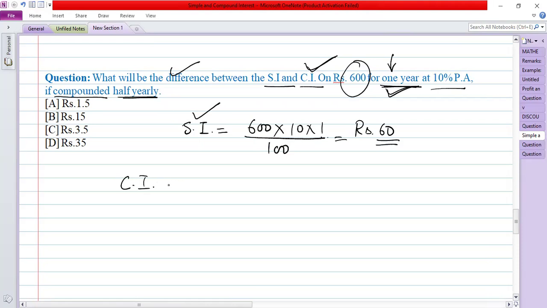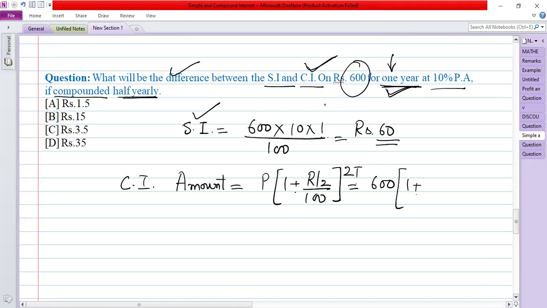And now for compound interest, actually, first of all, we will calculate the amount. Okay, so the amount will be P into 1 plus R by 2 upon 100, and here it will be 2T. So what is the P here? It is 600. And what is the R here? R, it was 10%. So 10% divided by 2, it will be 5 here over 100. And what was the time? Initial time, it was 1 year. The time was 1 year. Okay, and in 1 year, there are 2 half years. So here it will be 2 into 1, that is 2.